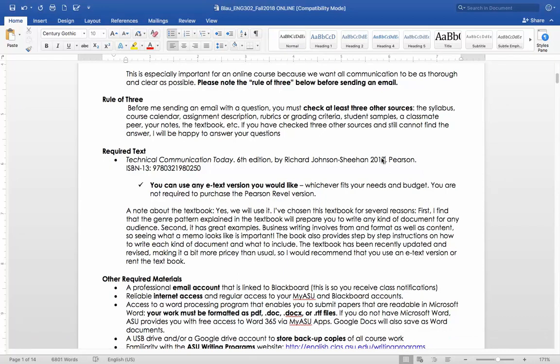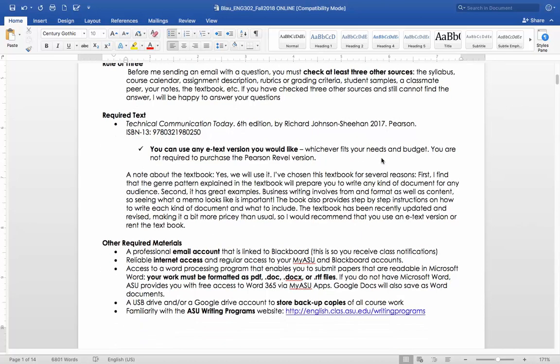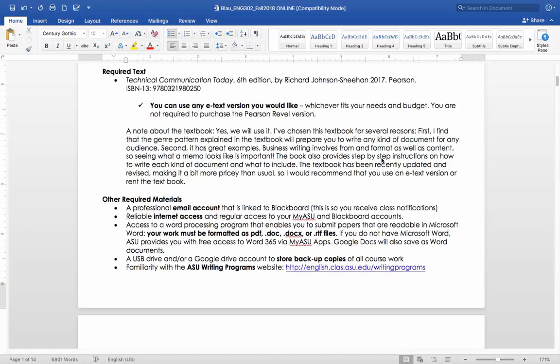So it is a brand new edition that has just come out, and you can use any version you would like. It's mostly distributed as the e-text. You can get an upgrade that includes the paper copy, but all you need is the e-text. And you don't need the Revel upgrade or anything like that. All you need is the actual e-text itself. I did post an announcement on Blackboard explaining where to get the book and the different options you have, so please make sure you check that out.